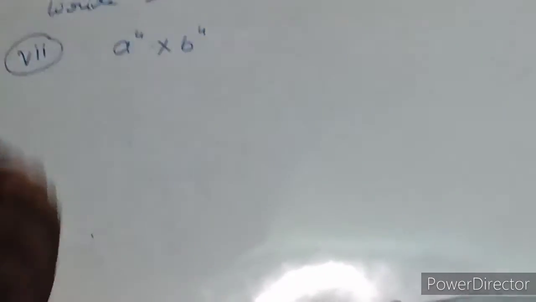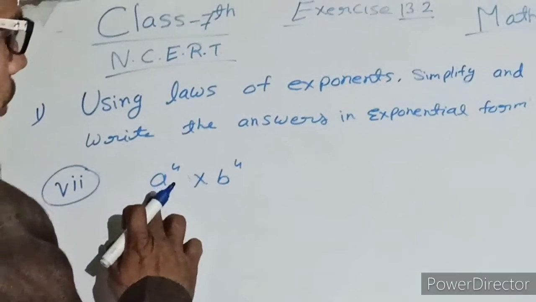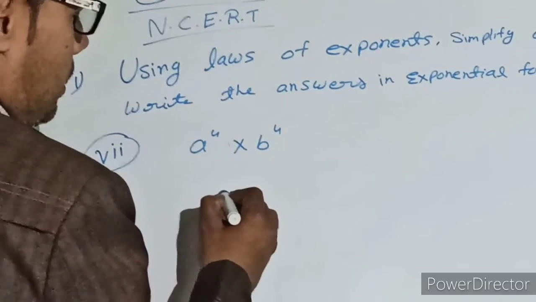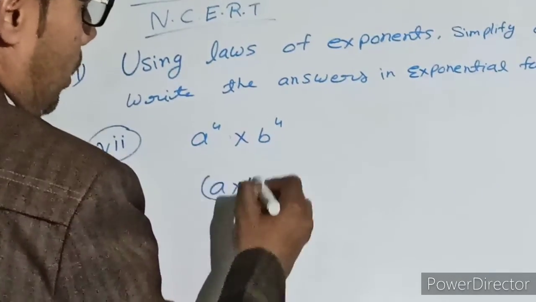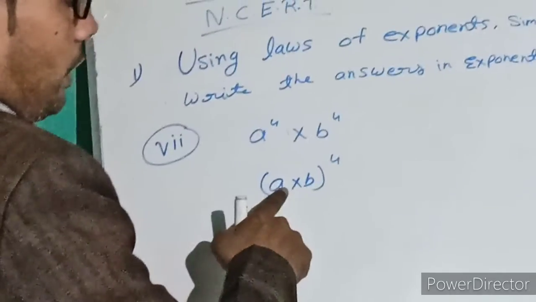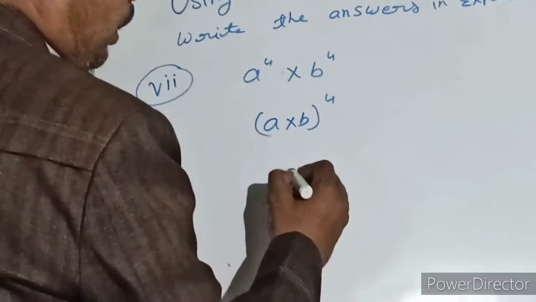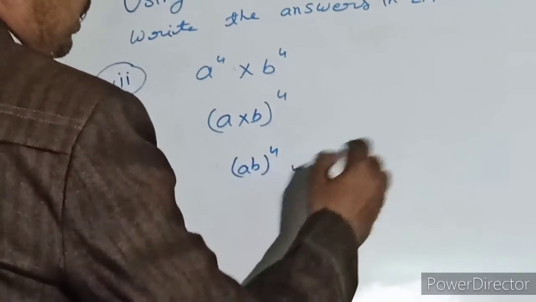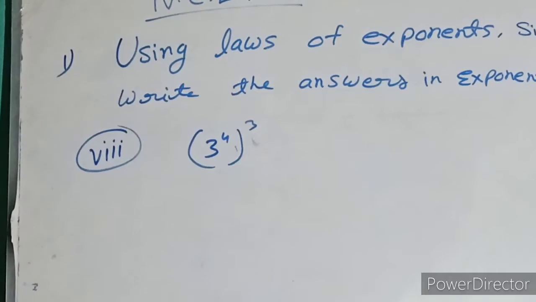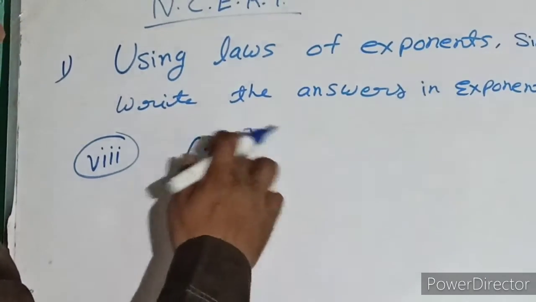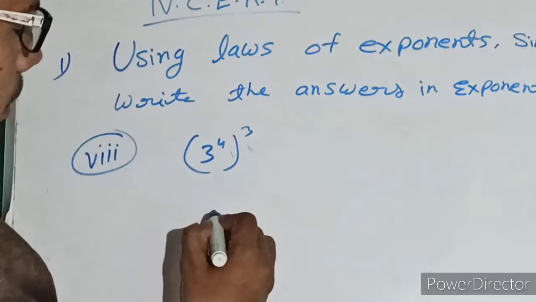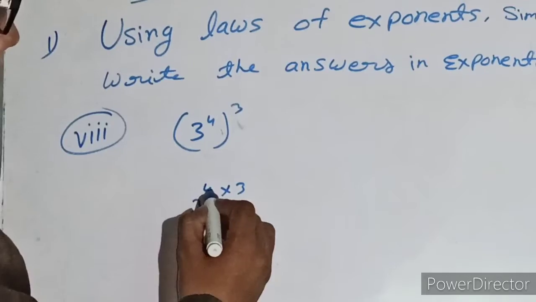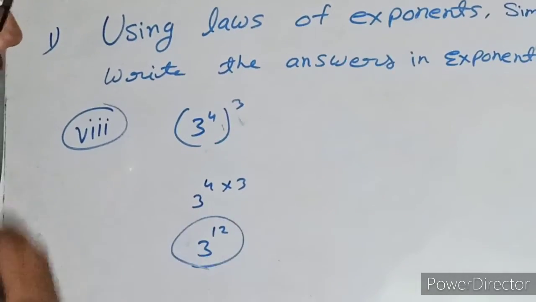Now look at question number 7. In this question we have different bases and the powers are equal. So we will do it like this: a into b whole power 4. Since we can't multiply variables, we will write it like this: ab whole power 4. This is the answer. Now look at question number 8. Here we have a power over a power. So we will do it like this: 3 raised to the power 4 into 3, 4 threes are 12. So this is the answer of this question.